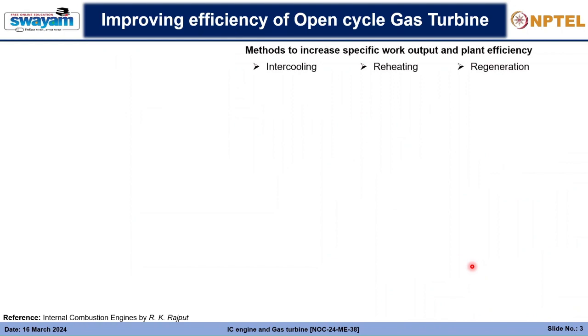Now moving on to how to raise the efficiency of an open cycle gas turbine. And by efficiency, I do not mean only the thermal efficiency, but also to increase the specific work output. So sometimes specific work output needs to be higher rather than thinking about the efficiency. There are certain methods like intercooling, reheating, and regeneration, and these three methods actually help in increasing either the specific work output or the overall plant efficiency. And we will see how these methods work in actual practice.